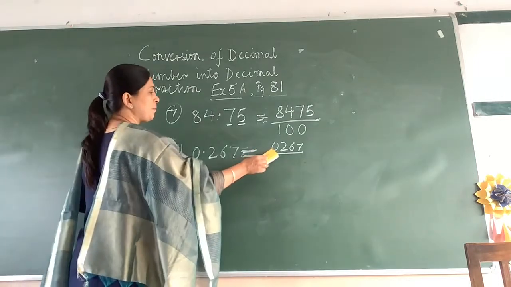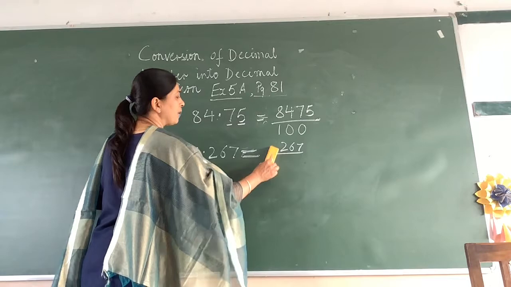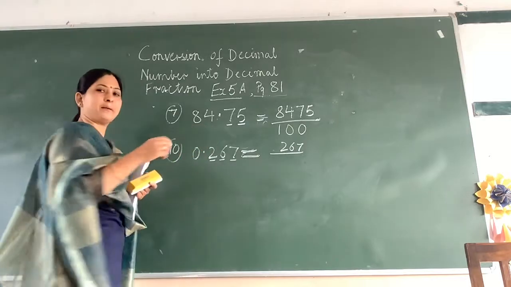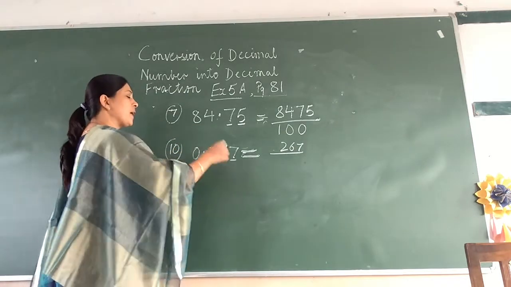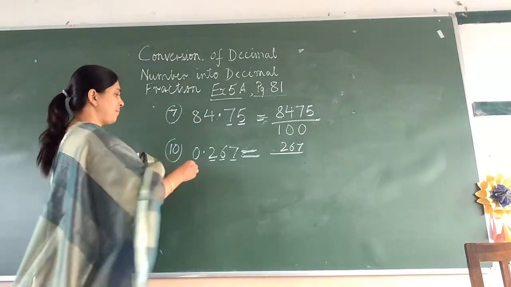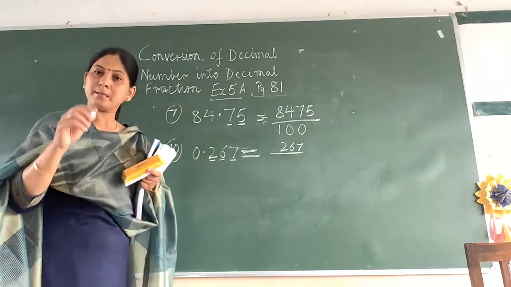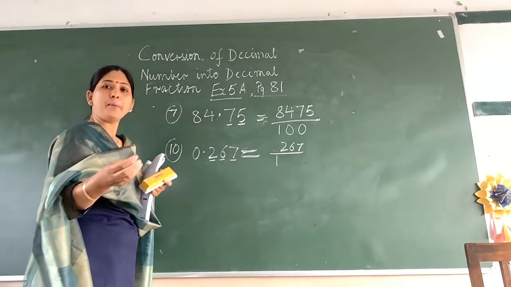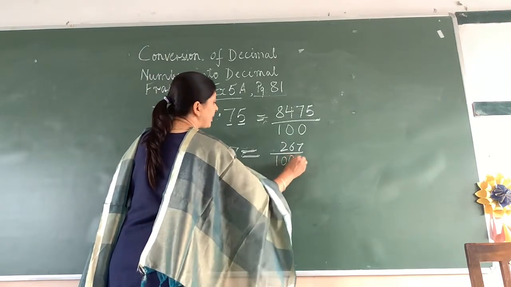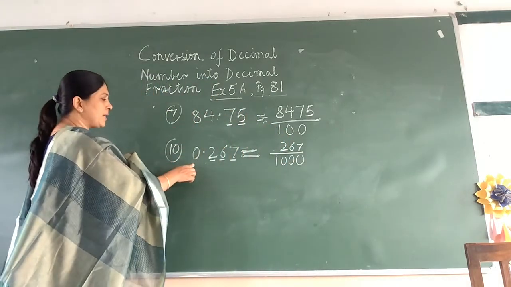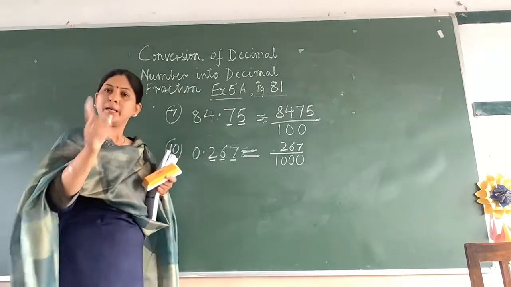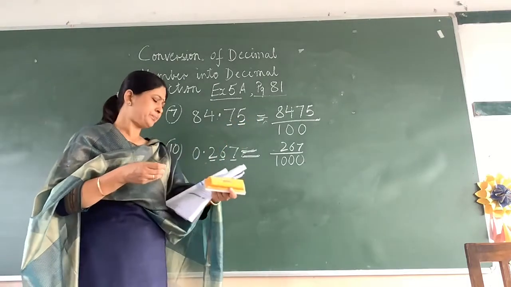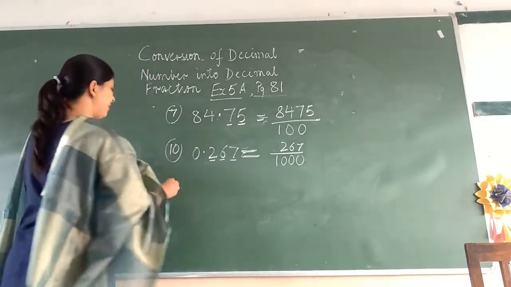But you know, 0 before a number has no value. So we can erase this 0. Now, how many digits are there after decimal point? There are 3 digits after decimal point. That means 0.267 has 3 decimal places. So, our denominator will contain 1 and how many zeros? 3 zeros. So, we have converted 0.267 into a decimal fraction. 267 over 1000. Now, children, 11th one.